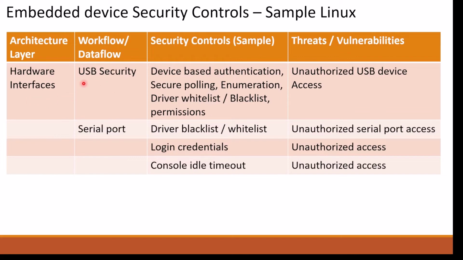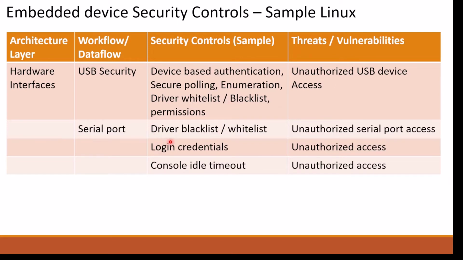Okay, the next layer is hardware interfaces. First we can take the USB interface. There, device based authentication we can consider. Secure polling, when we connect host devices over USB, secure polling, device enumeration, USB drivers whitelist, blacklist and permissions. These security controls we need to consider so that it will help prevent unauthorized device access. We can prevent it using these controls.